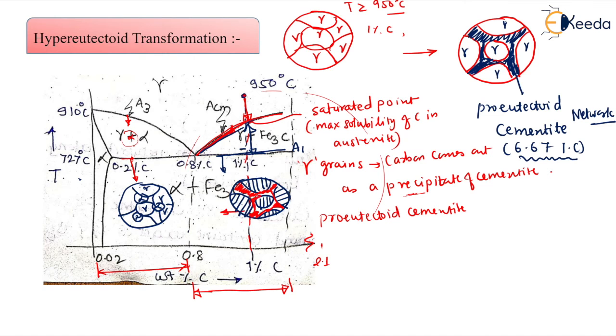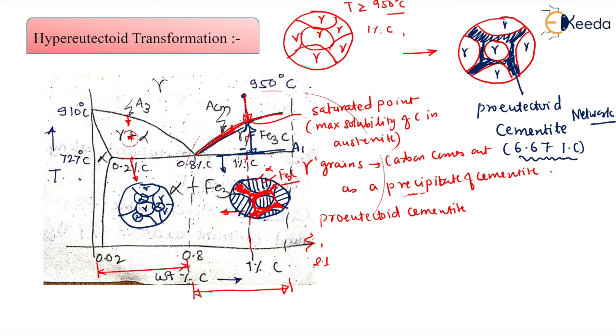which we will call the proeutectoid cementite. Okay, so definitely, dear students, one is a layer of alpha and another is a layer of the cementite, which is present, of course, below the A1 line, isn't it? That is nothing but the pearlite we have seen. But along with that, this additional cementite network is present in this case.